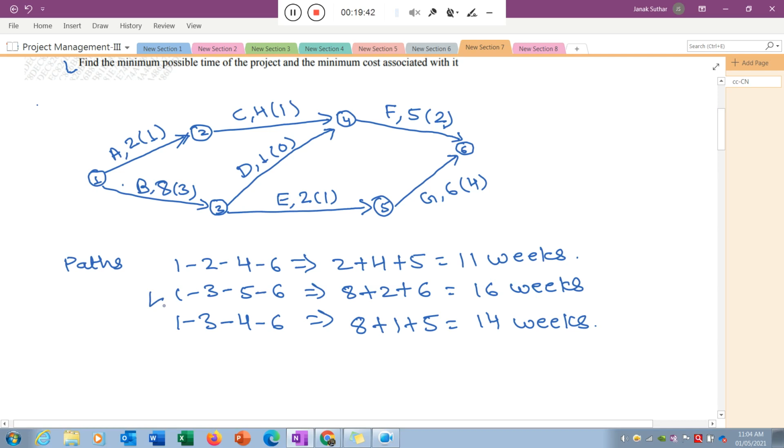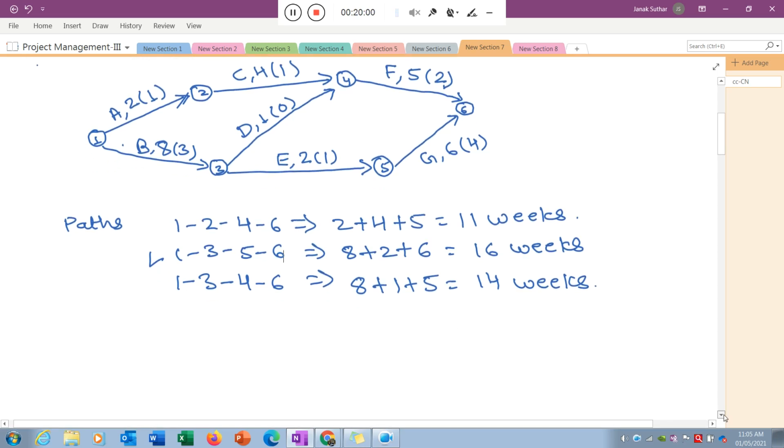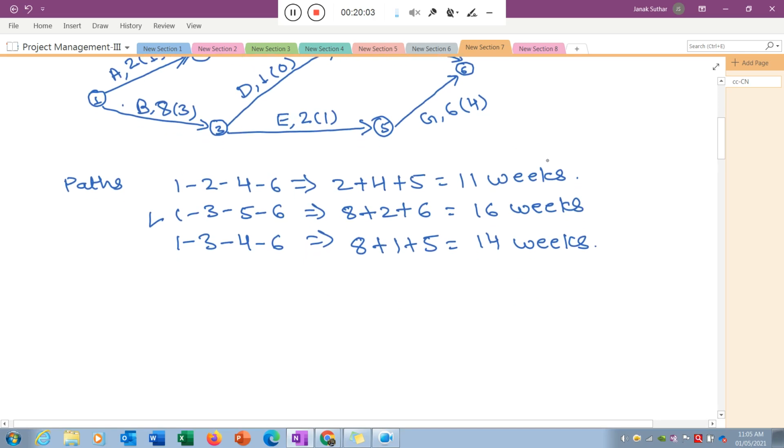Okay, and the critical path is the longest path available in the network diagram, and it will show you how much time is needed to complete a project. It will show you the minimum time requirement to complete a particular project, the normal time. So on the basis of this, this is the critical path, so I write down here CP, critical path.